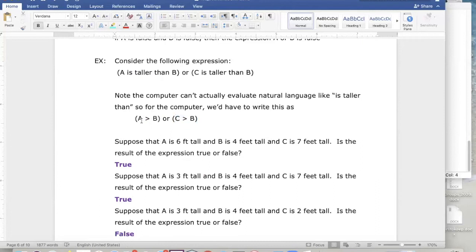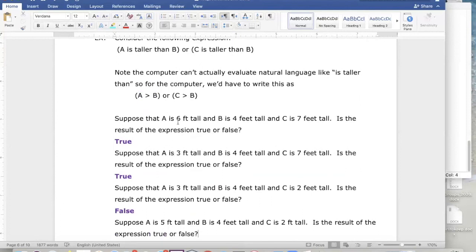Suppose A is 3 and B is 4 and C is 2. Then 3 is not greater than 4, that'll be false. 2 is not greater than 4, that will be false. And then because both of the sub-expressions are false, the overall answer is false.